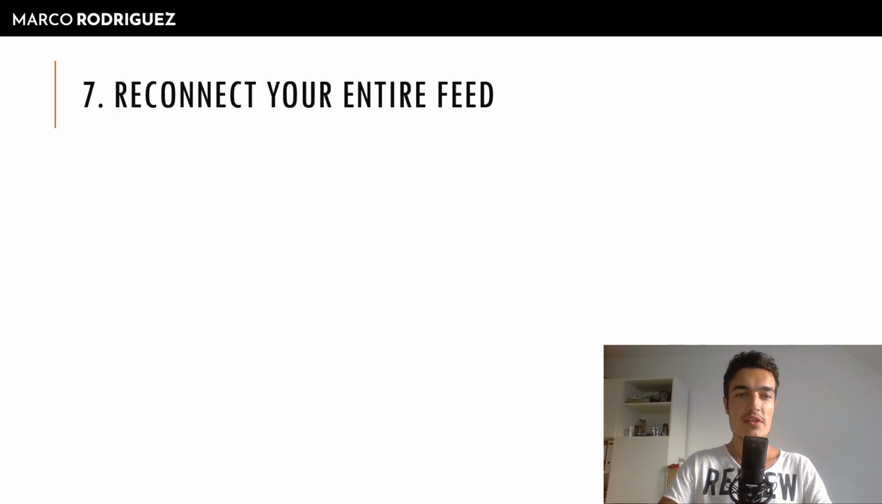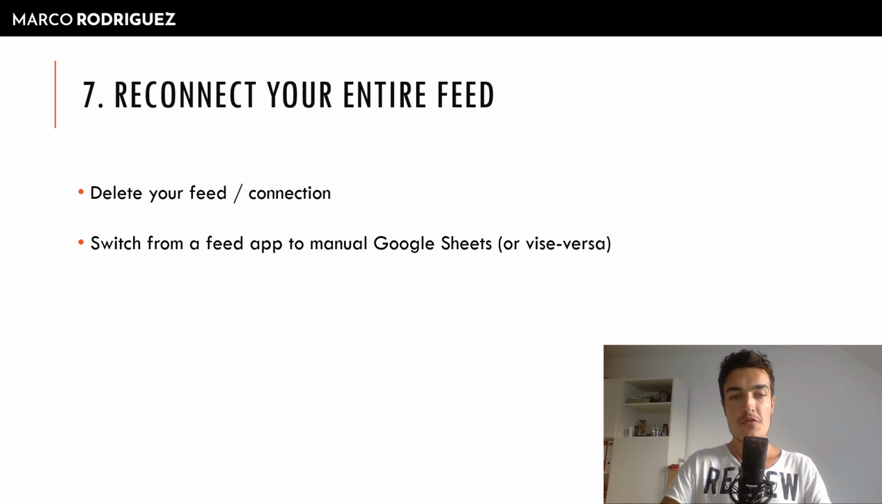And then ultimately, number 7 is to reconnect your entire feed. So this means delete your feed or remove your connection if you're using the Simprosys Shopify shopping app, for example. Remove that connection. This is a content API connection. And then switch from a feed app to manual Google Sheets, for example. So manually entering the data, the information about your products in your Google Sheet, or vice versa.